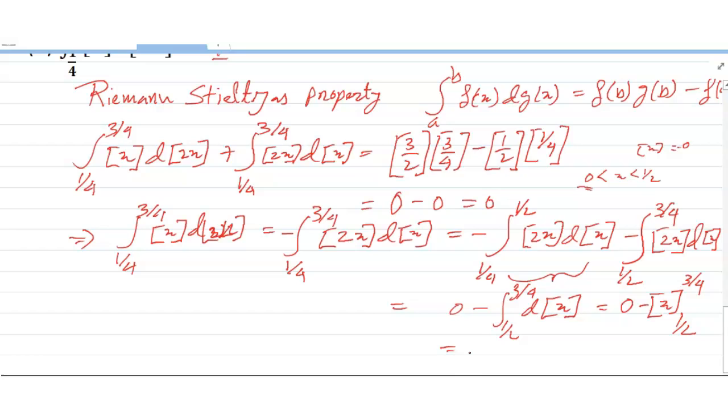And after that, if I put this value, upper limit minus lower limit, so half is minus box 0 to x into half, so this value is 0, and 0 less than x less than 3 by 4, this value is also 0. So this answer is 0.